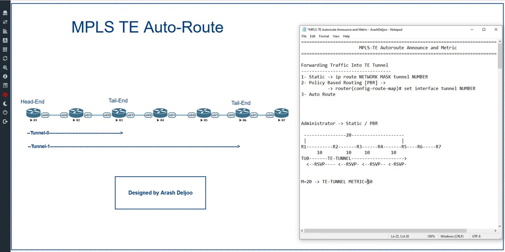This means that the tunnel is traversing from R1 to R2 to R3 to R4 to R5. But because we have a direct link between R1 and R5, and the metric of this link is 20, which is lower than the bottom path, the metric of the tunnel is 20. This means that we are using the path from R1 to R5 for the metric, but the tunnel still takes the other path. Okay, I will show you all of these features.